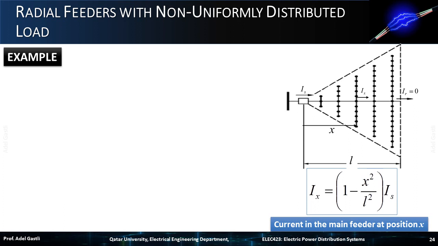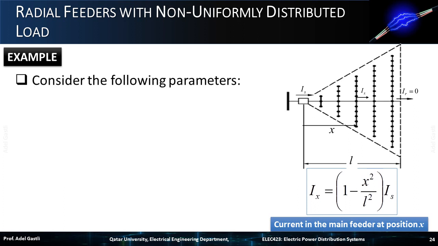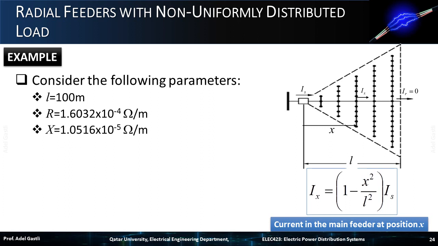So, we consider the same load distribution, as we have seen previously, for which, we know that the general expression of the current at any distance x is given by this equation. We consider the following parameters. The total length of the feeder is, L equals 100 meters. The linear resistance of the feeder is, R equals 1.6032 times 10 power minus 4 ohms per meter. The linear reactance of the feeder is, X equals 1.0516 times 10 power minus 5 ohms per meter.